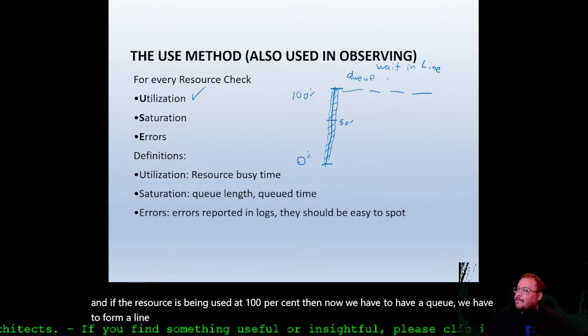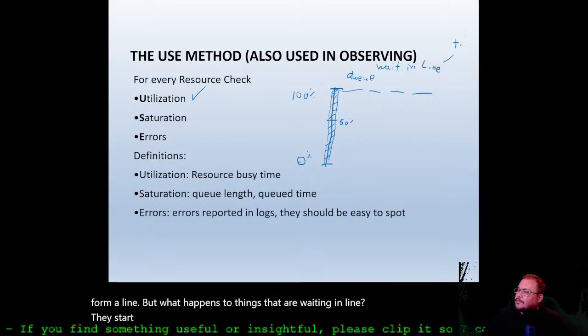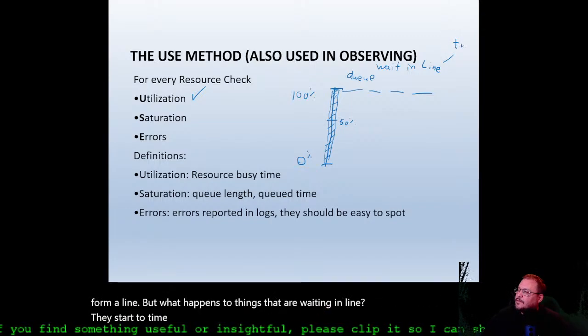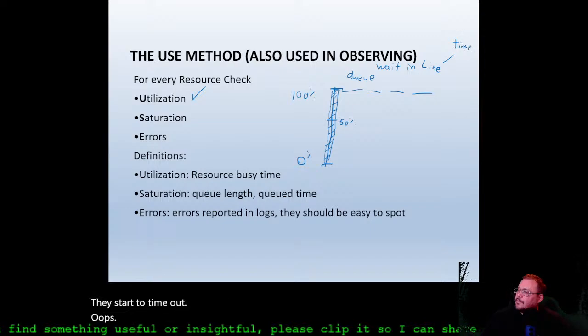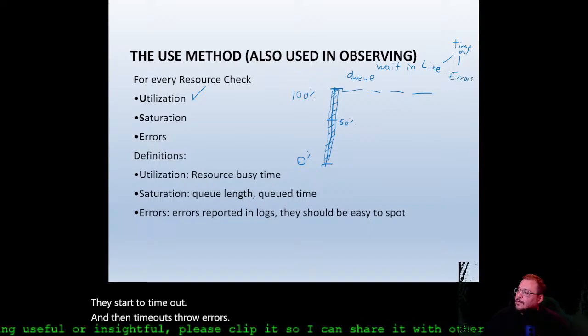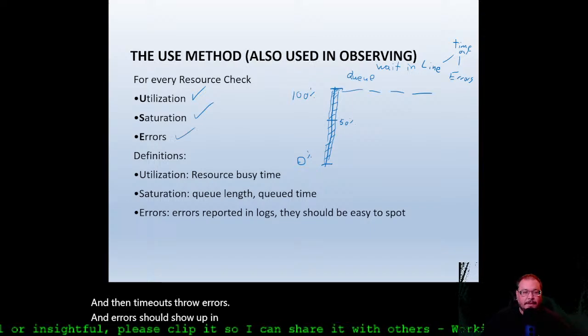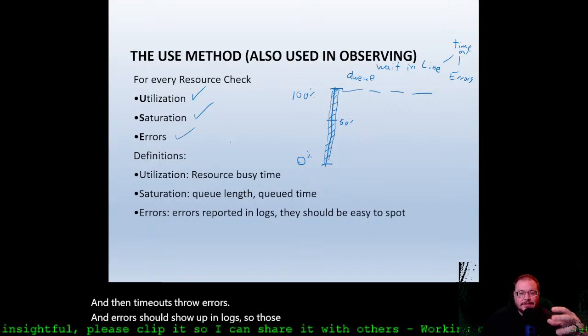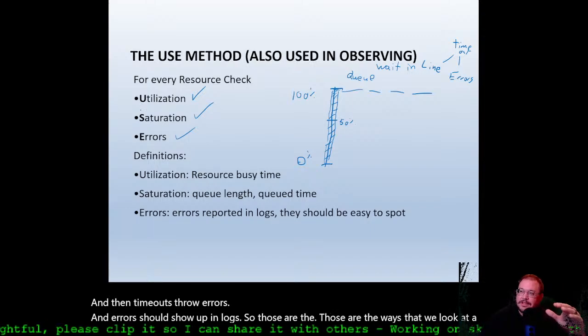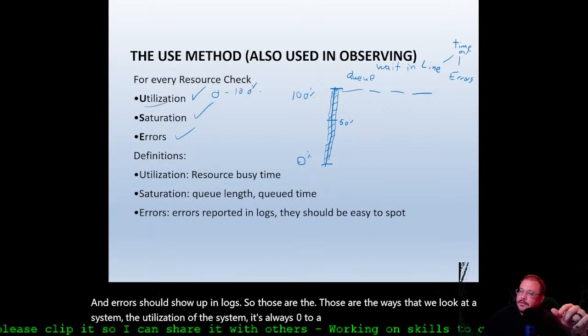But what happens to things that are waiting in line? They start to time out. And then timeouts throw errors. And errors should show up in logs. So those are the ways that we look at a system. The utilization of the system, it's always 0 to 100%.